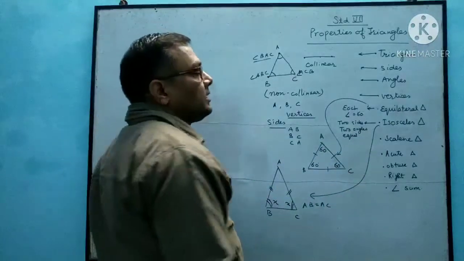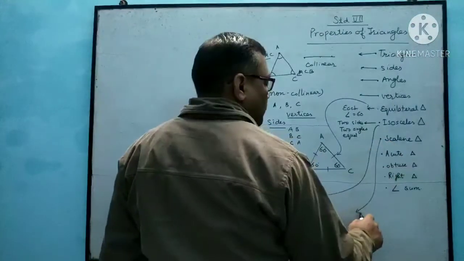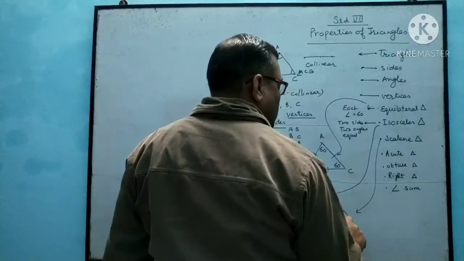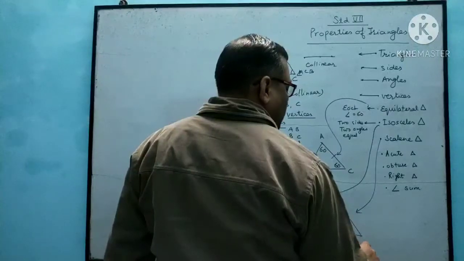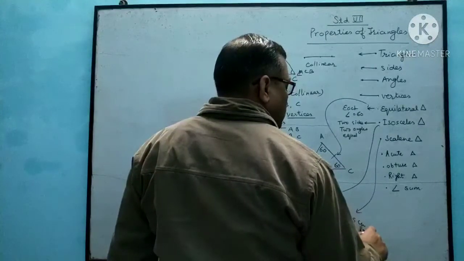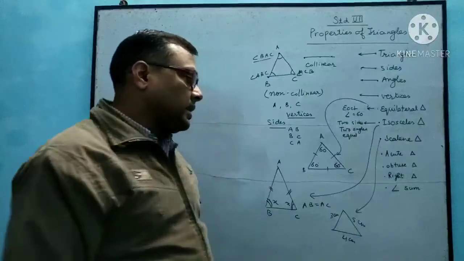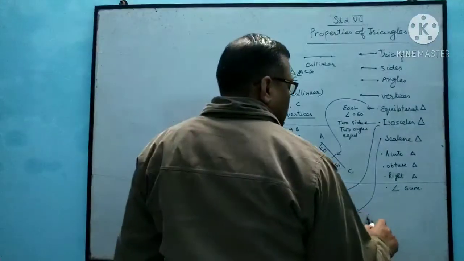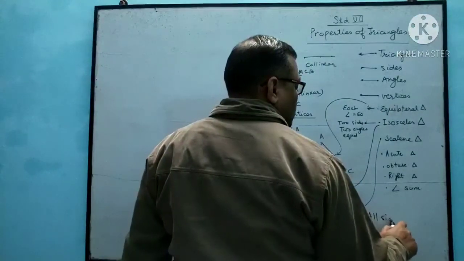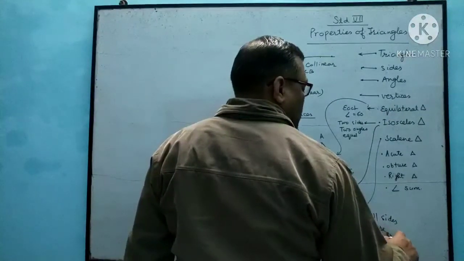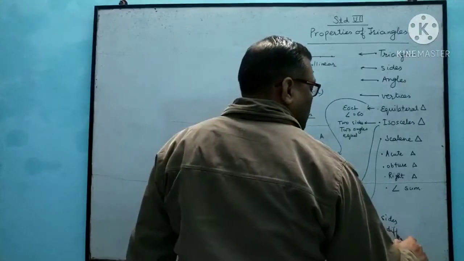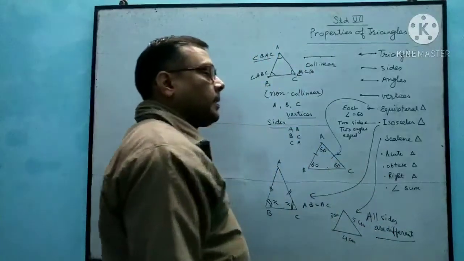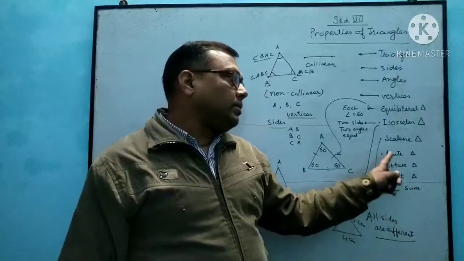And again we get a scalene triangle. For example, we take a triangle whose sides are 3 cm, 4 cm and 5 cm. Then it is a scalene triangle because no sides are equal. All sides are different. These are the points to be noted. All sides are different.